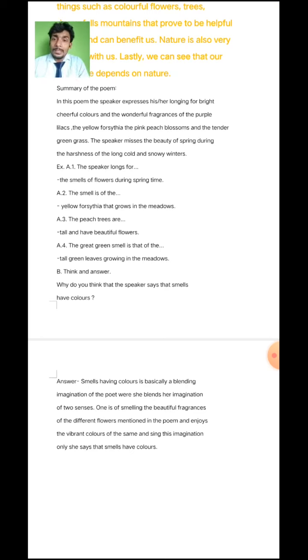Now A4. The great green smell is that of the tall green leaves growing in the meadows. This was the last question of exercise A. The great green smell is that of the tall green leaves growing in the meadows. Meadows is a kind of area, a very large kind of area which is full of tall green grasses. The adjectives that I have used are tall as well as green, and they grow all through the meadows.